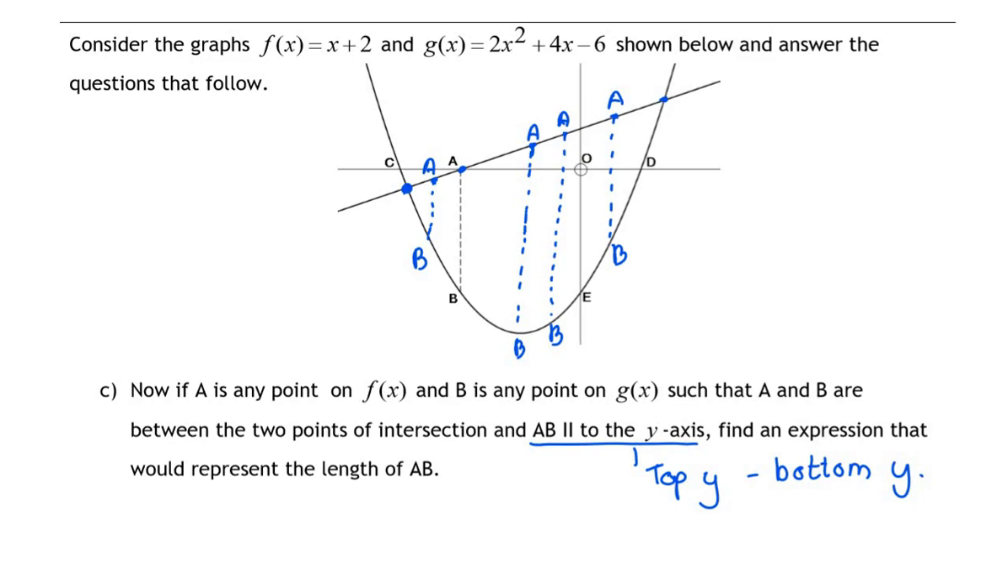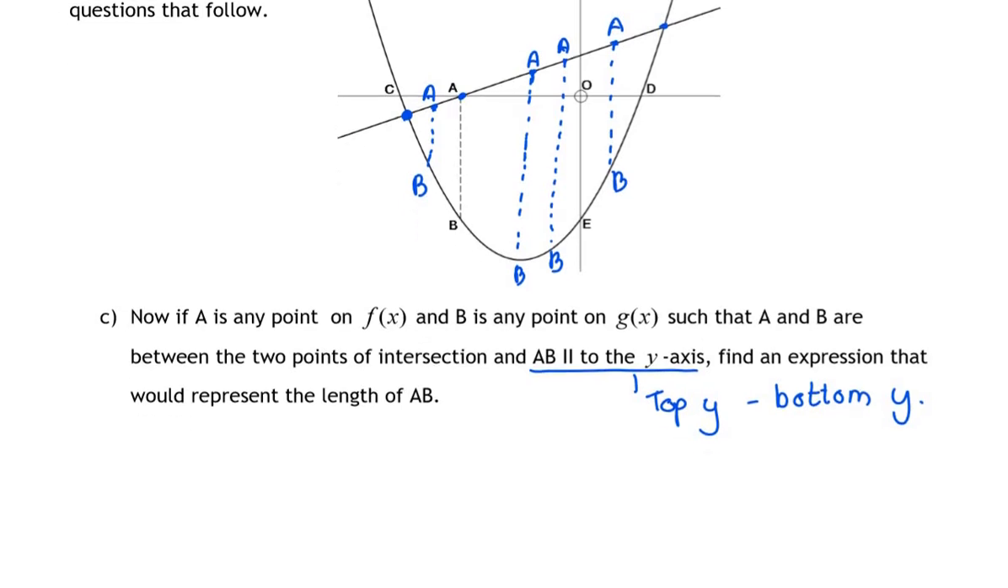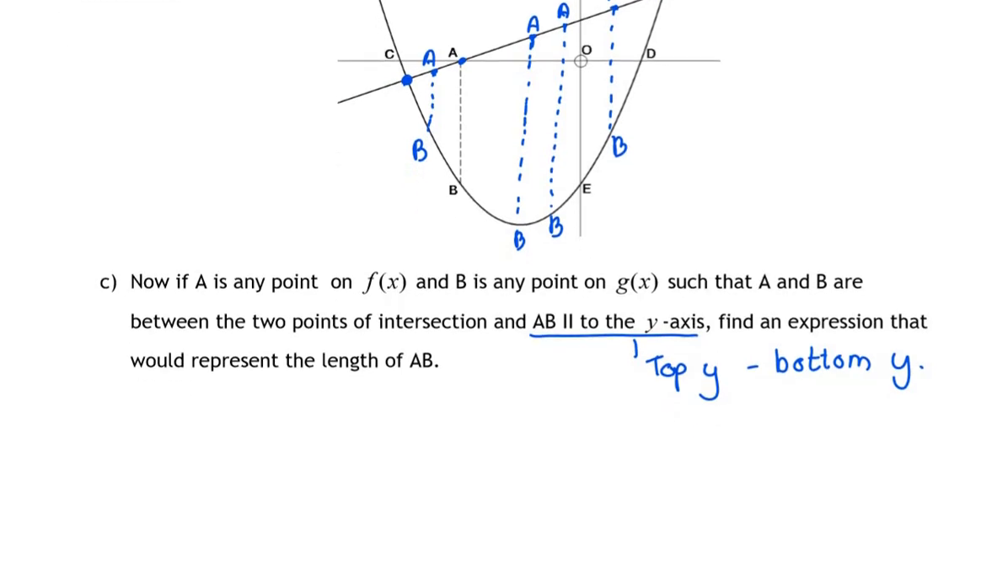But deliberately in this question, I don't know where A is. It's somewhere on the straight line. And I don't know where B is. It's somewhere directly below A on the parabola. But I don't know where. So when it says find an expression that would represent the length of AB, it's exactly that. It's an expression. I can't actually find an actual value unless I know where these points are. So an expression for AB will be top y minus bottom y.